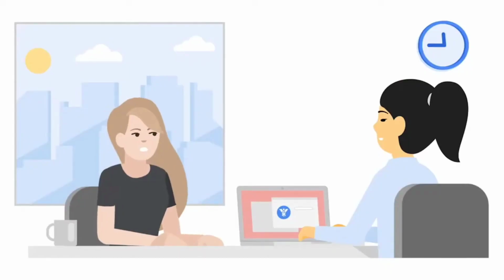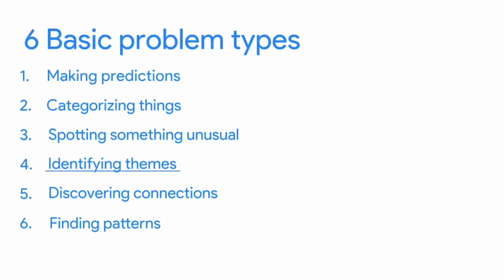Thanks to the data her smartwatch gave her, the woman went to the hospital and discovered she had a condition which could have led to life-threatening complications if she hadn't gotten medical help. Now let's move on to the next type of problem, identifying themes. We see a lot of examples of this in the user experience field.